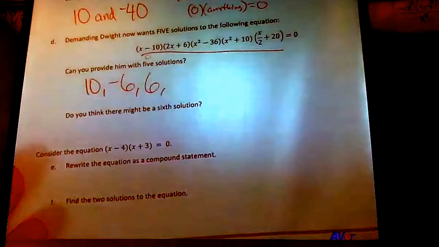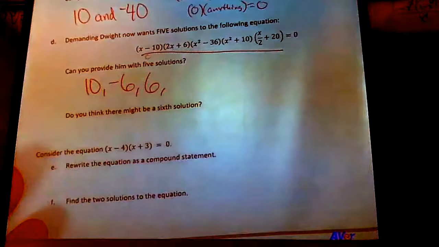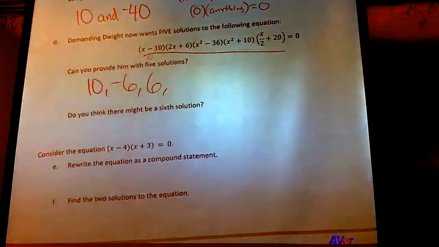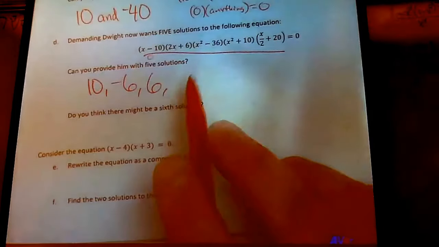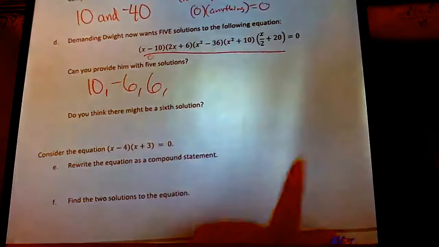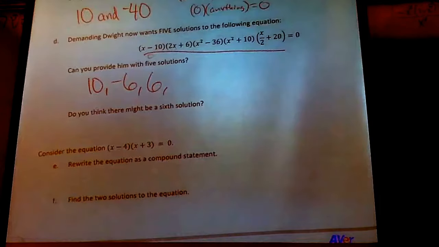There's more. There's 7 total answers possible, but they only want 5. 2 is one of them. Yes, because 2 won't make that 0. It won't. Negative 5? Negative 5 times negative 5?